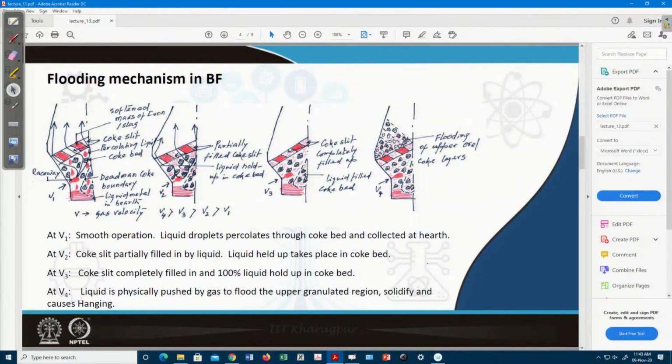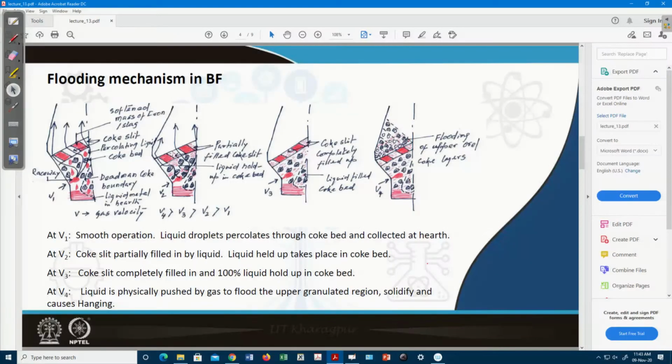Now, if the gas velocity increases, the resistance in the coke slit increases, and the coke slit also partially gets filled up with the liquid. Liquid is not able to come down properly, so part of the liquid starts holding on the coke slit. You can see the holdup taking place in the coke slit, so the gas passage decreases. With an increase in the gas velocity, a situation may arise where the whole coke slit will be filled up by the liquid. Then the gas does not have any path to go up, so the gas will push this liquid upward and it will move up. That situation is called the flooding.